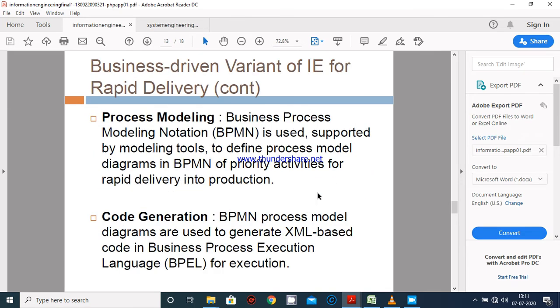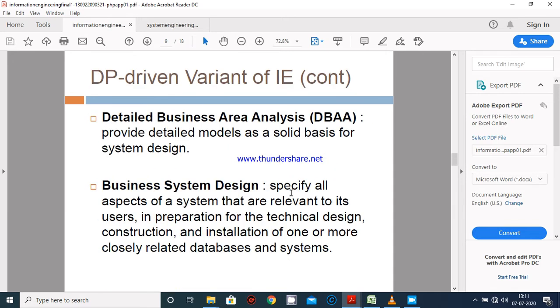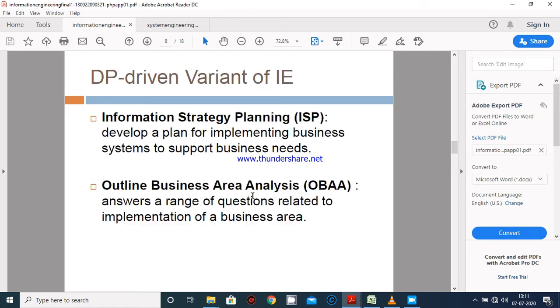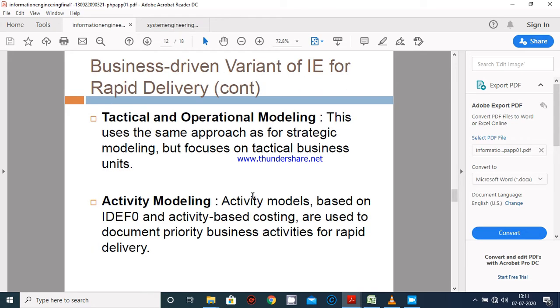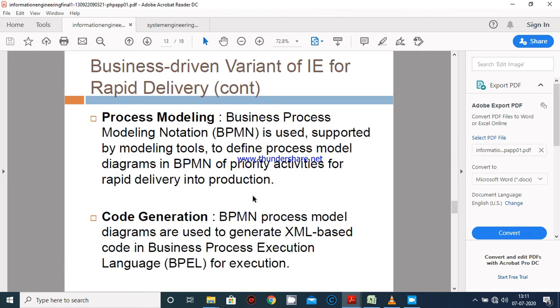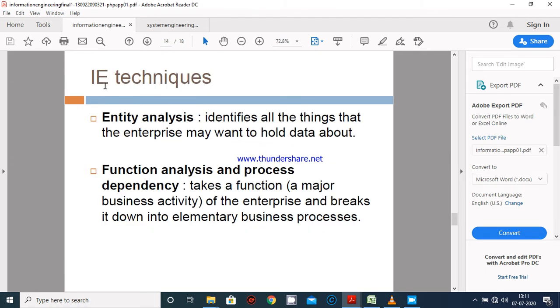So these are the techniques I have discussed with you, which come under information engineering. These are the most important topics in advanced software engineering principles and practices, which are asked in the examination approximately 5 to 6 times. So you should prepare this particular topic, that is information engineering techniques.